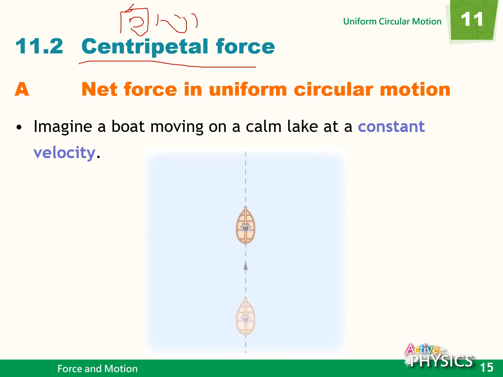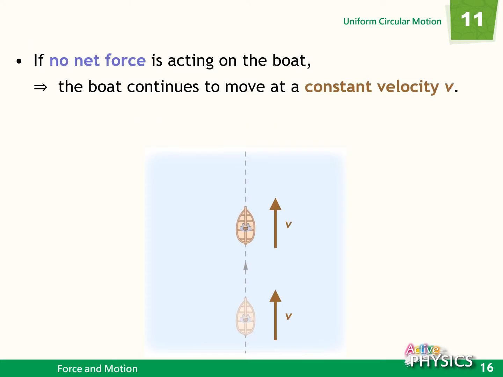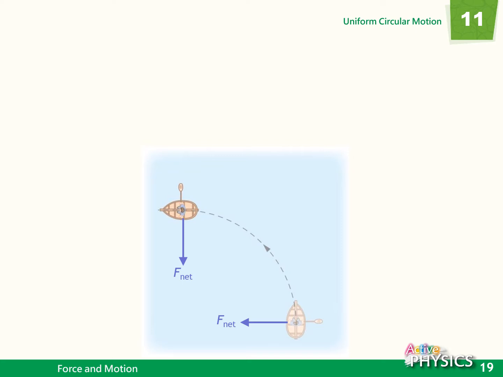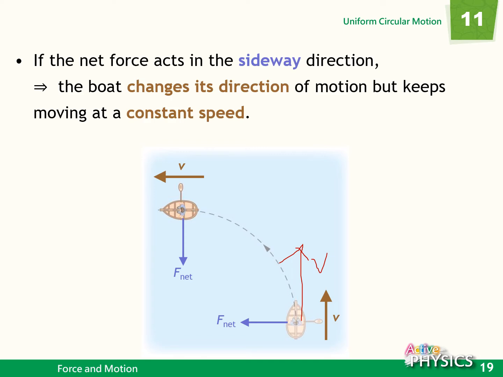moving on a lake at a constant velocity. If there is a force acting sideways, it will change its direction. If the force points in the same direction as the velocity, it will accelerate or decelerate. However, when the velocity is pointing up and the force is pointing sideways, it will change its direction and have circular motion. This is what we call centripetal force. The boat changes its direction but keeps moving at a constant speed. In this case, we call this uniform circular motion.